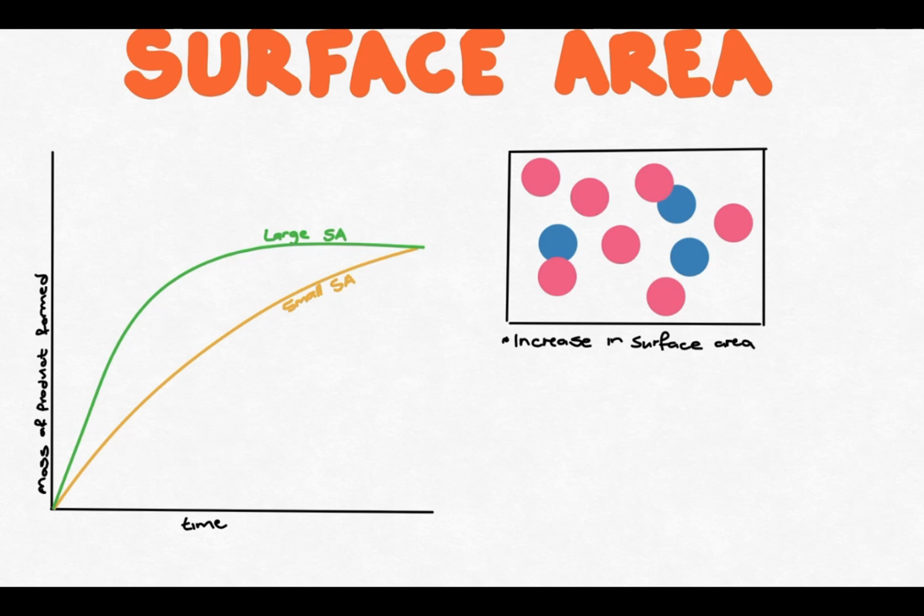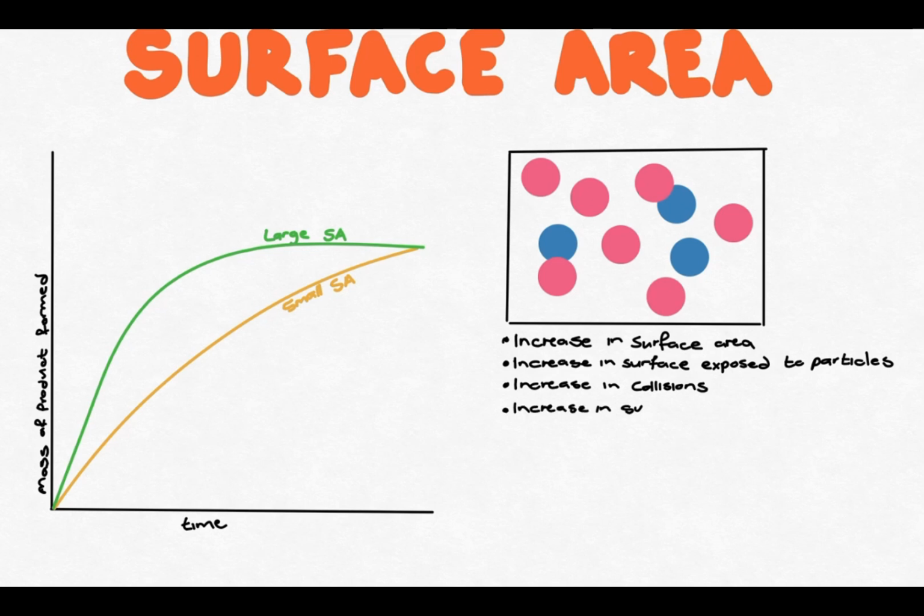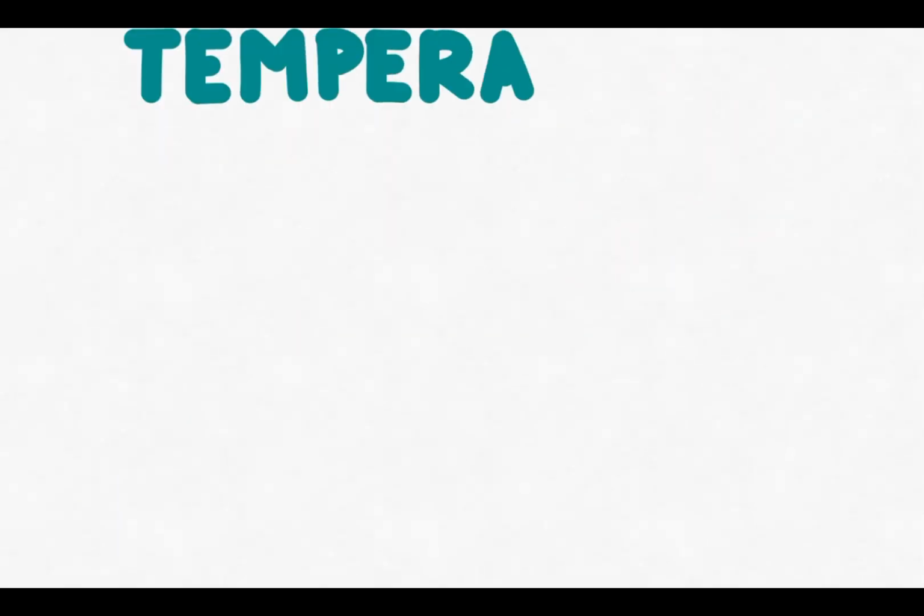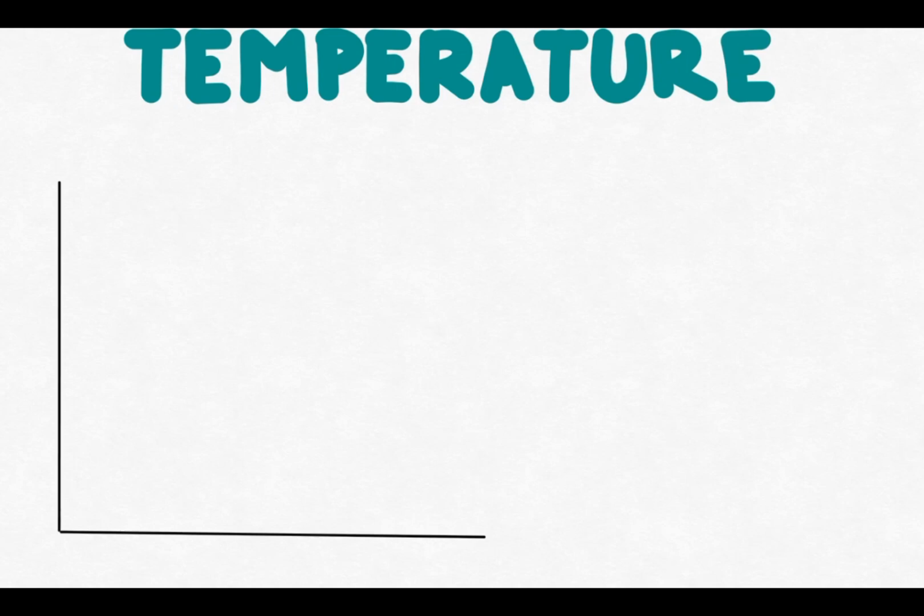This is because increasing the surface area means that we have a greater surface area of particles that will be exposed to other reactants. This causes more collisions per second, leading to more frequent and successful collisions per second. Therefore, the rate of the reaction will increase. Now, if we double the surface area, we will double the number of collisions per second, doubling the rate of the reaction. We can also increase the rate of a reaction by changing the temperature.